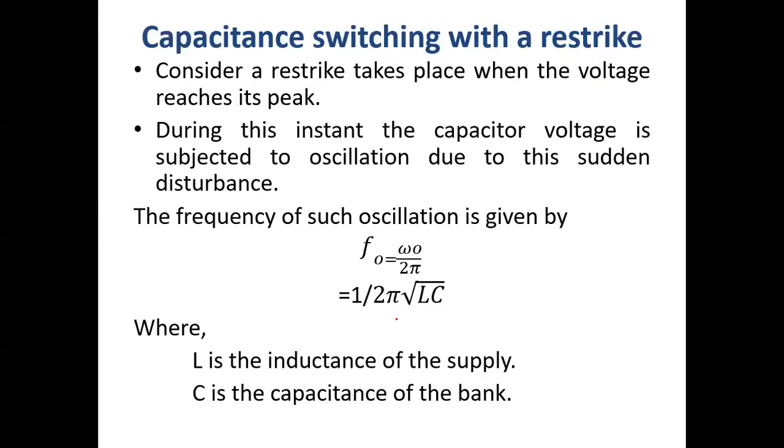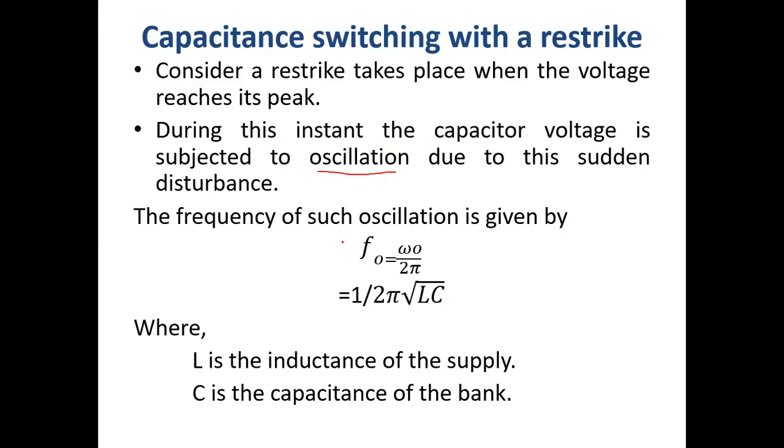Now, let us discuss what will happen during this switching. If capacitance or inductance is present in the circuit continuously, there will be a restriking of an arc. So let us see how the restriking occurs, and how it will be completely damped out. Consider a restrike that takes place when the voltage reaches its peak value. When the voltage reaches its peak value, the current in the circuit is equal to zero.